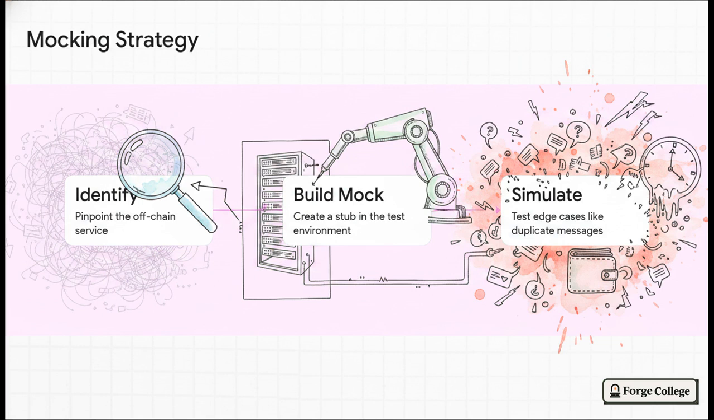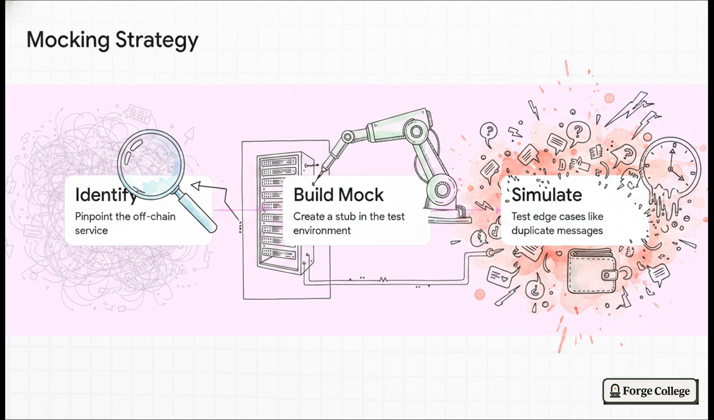When we are testing features like gasless transactions with off-chain replay protection, we need total, absolute control over the environment. So we fake it. First, we identify the off-chain service, let's say a relayer. Second, we build a mock or a stub of that exact service right within our own test environment. Third, and I think this is the really fun part, we simulate extreme edge cases.